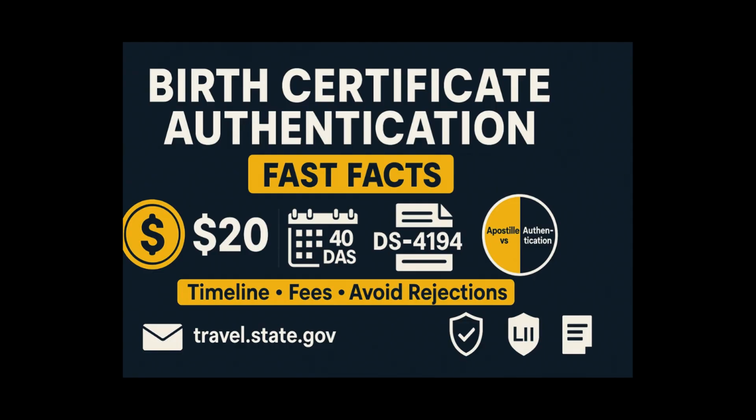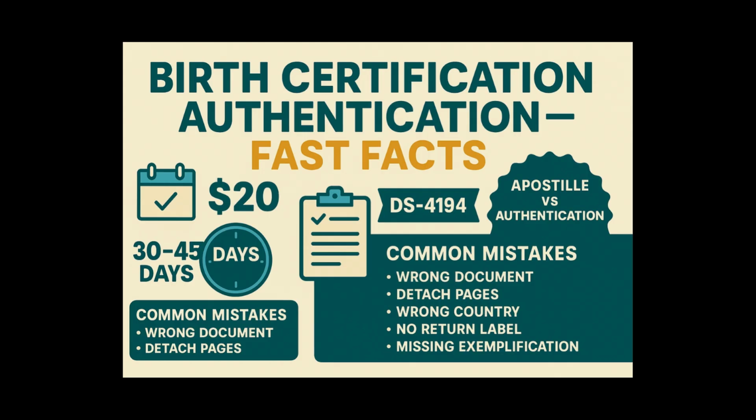Common mistakes that trigger rejections and how to avoid them. Sending a short form or uncertified copy: use a certified long-form record. Detaching riveted pages: never separate anything once the state or DOS has attached it. Listing the wrong country on DS-4194 or leaving it blank: DOS routes work based on the country of use.